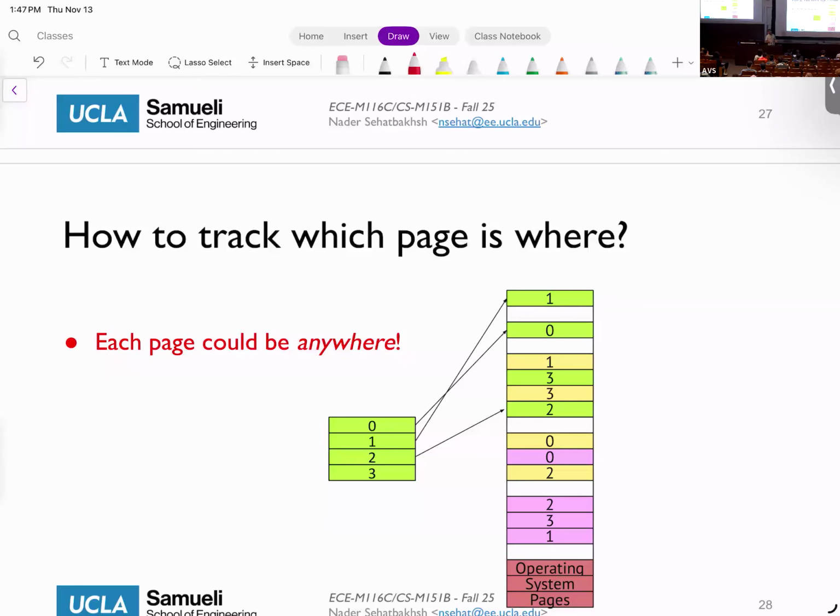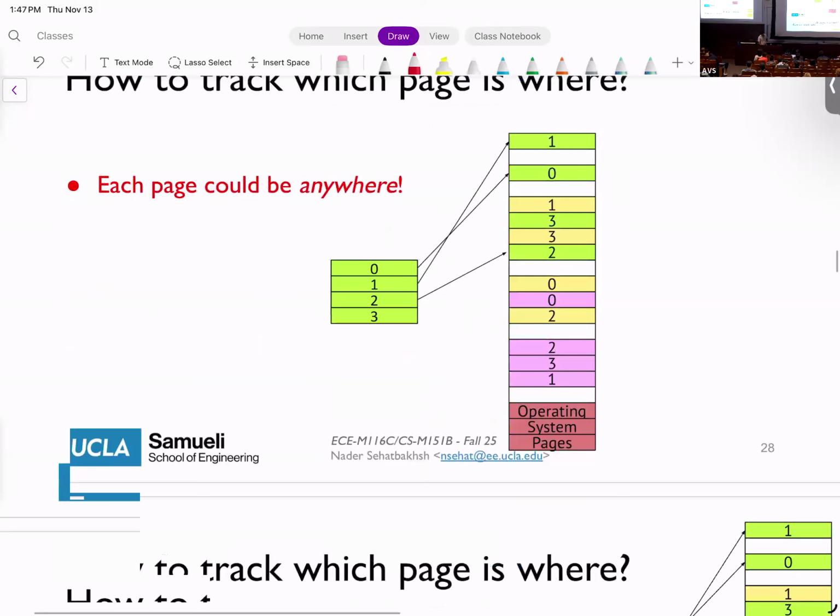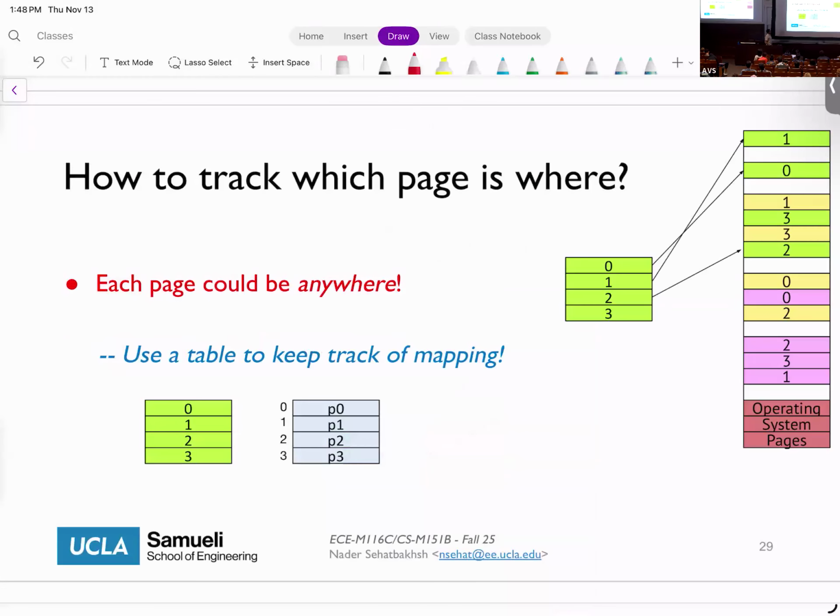But I really, really need this because without this, I cannot have dynamic behavior. I cannot let the program grow and shrink and all that. So I need this, but I also need to address so many challenges. So how do we keep track? We're going to have a table called page table that basically remembers where each page is stored. I don't need to remember all the addresses. All I need to remember is the pointer to the beginning of the page, okay?